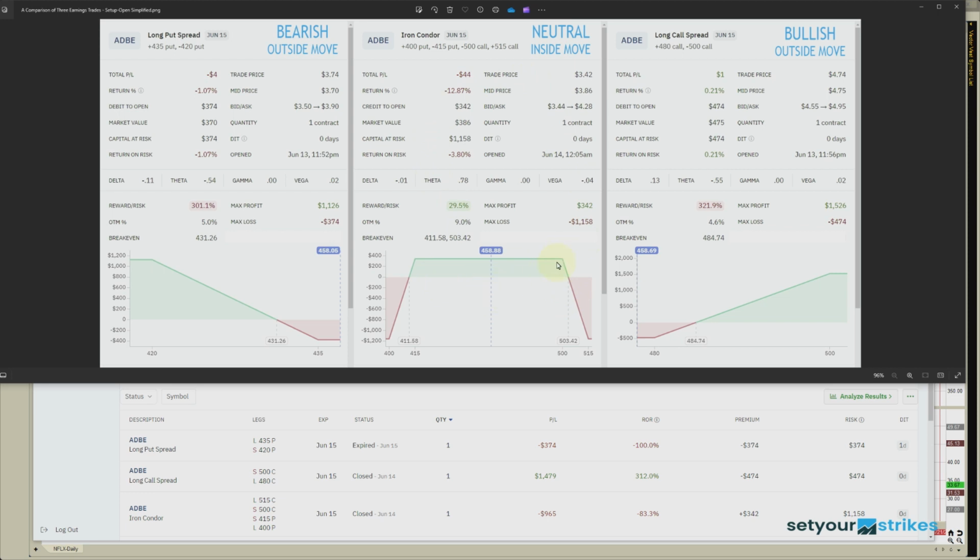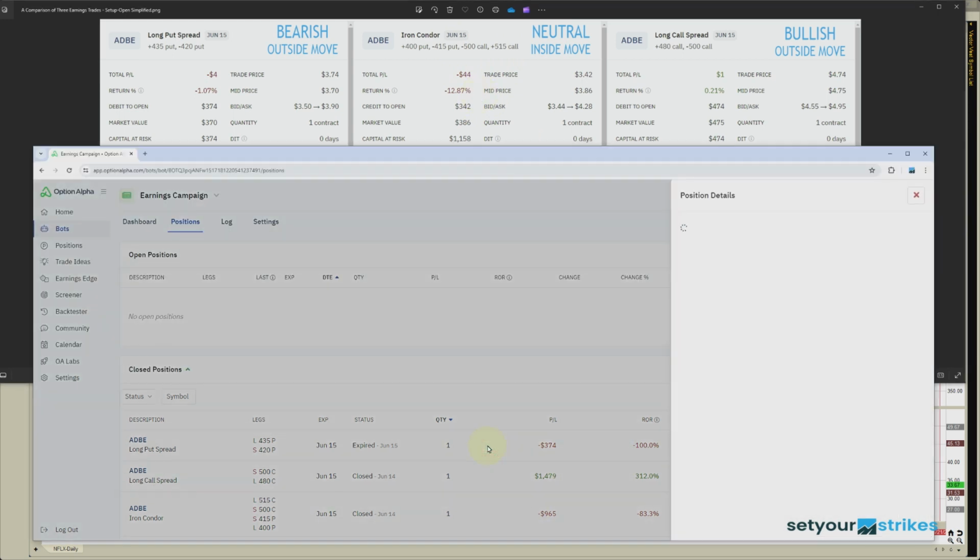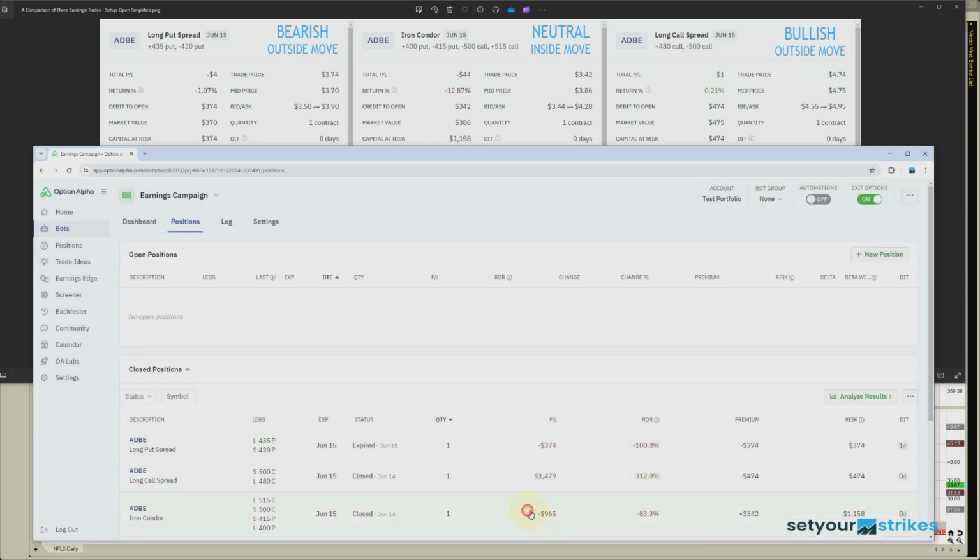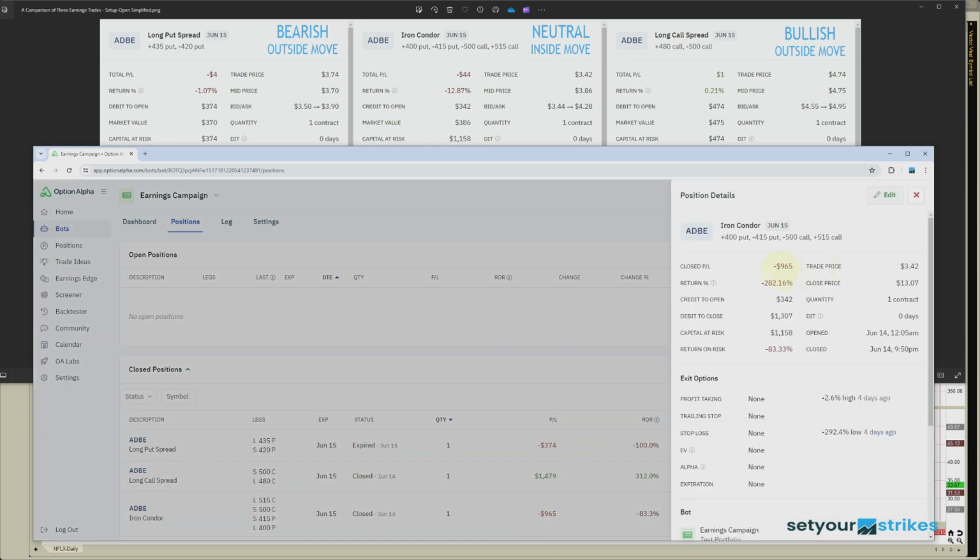So what I did was simulate closing the call side. Again, the call side was the one that was in the money. Rather than let it expire and take a full loss, we were able to recover some profits here. So this one, clicked on the wrong one. Our max loss here would have been $1,158, and we were able to do a little better than that. We got out of it at $965.